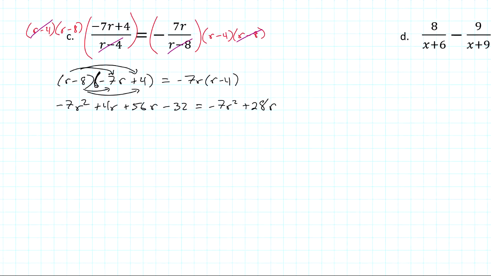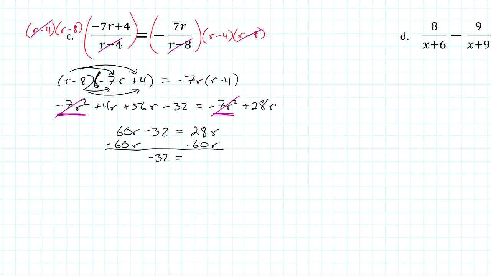Cool. All right, so right away, when I look at this, I note that that minus 7r squared on both sides is the same. If I added it to both sides, they would just cancel out. So I'm going to do that first, and then I'll combine like terms on the left. I'll get 60r minus 32 equals 28r. I can subtract 60r from both sides, which will isolate the number negative 32 on the left. And then on the right, 28 minus 60 is a negative 32. And we've got that r still there as we combine those like terms.